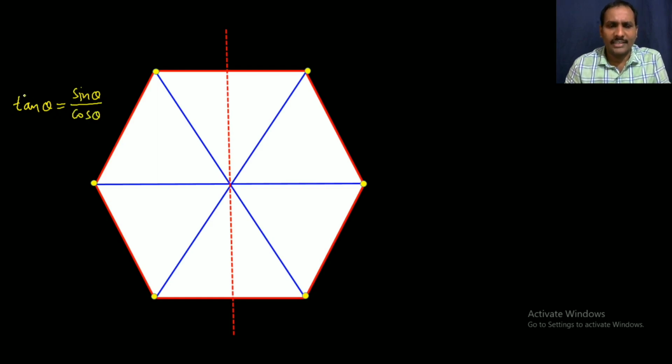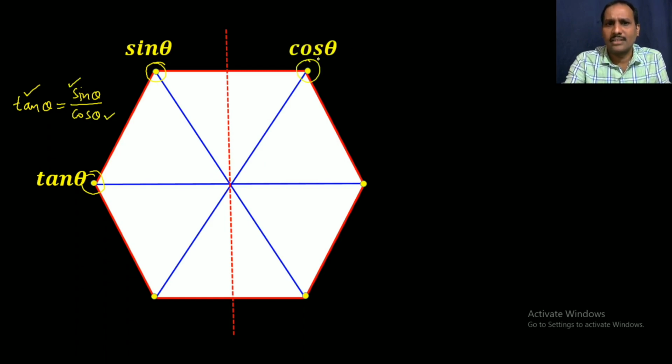So we will write the trigonometric ratios from tan. Where to start? You can start from any vertex. I am starting from here. Here I am writing tan theta. Then sin theta. Then what is the next ratio? That is cos theta. Now diagonally opposite to tan, you write cot here. Diagonally opposite to tan is cot.